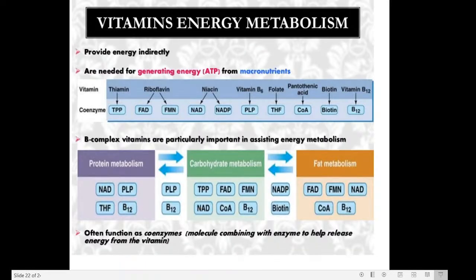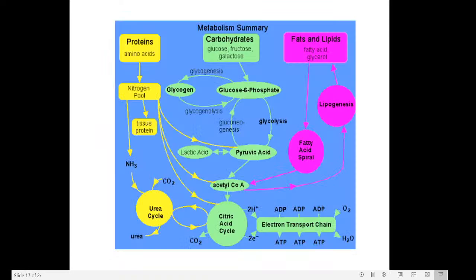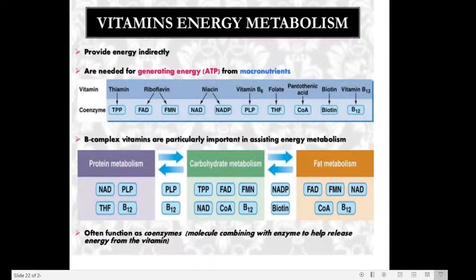Now it's the metabolism of vitamins. Vitamins have a specific nature of providing energy indirectly. ATP production is the direct energy conversion, but vitamins are indirectly producing energy. For the generation of ATP, macronutrients are needed.